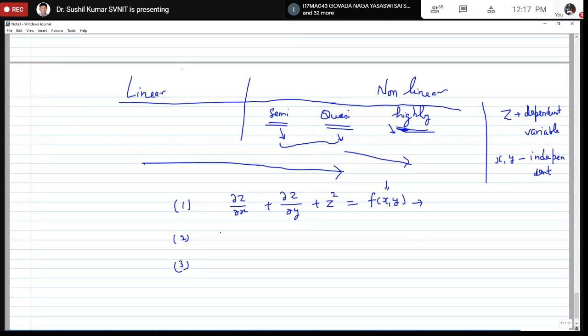Non-linear. Non-linear, okay. I'm writing one more example: del z over del x, let's say z here, plus del z over del y, plus z square equal to f of x. So in these two equations, what is the similarity?